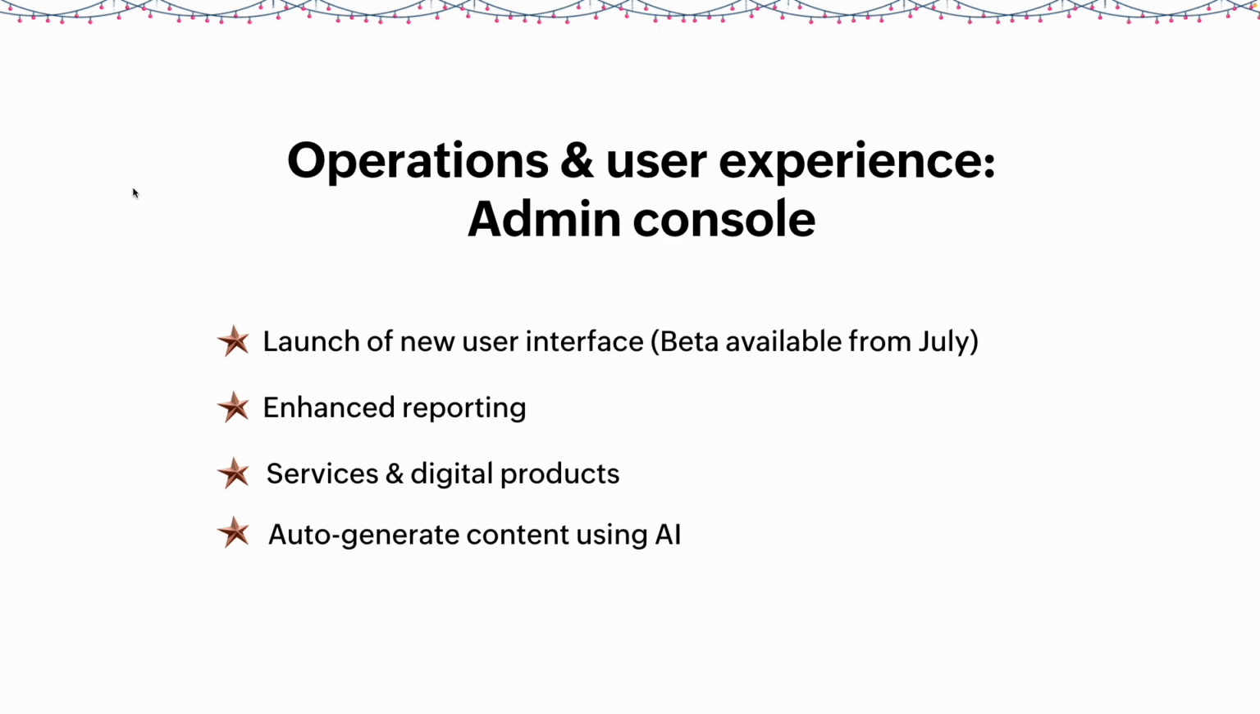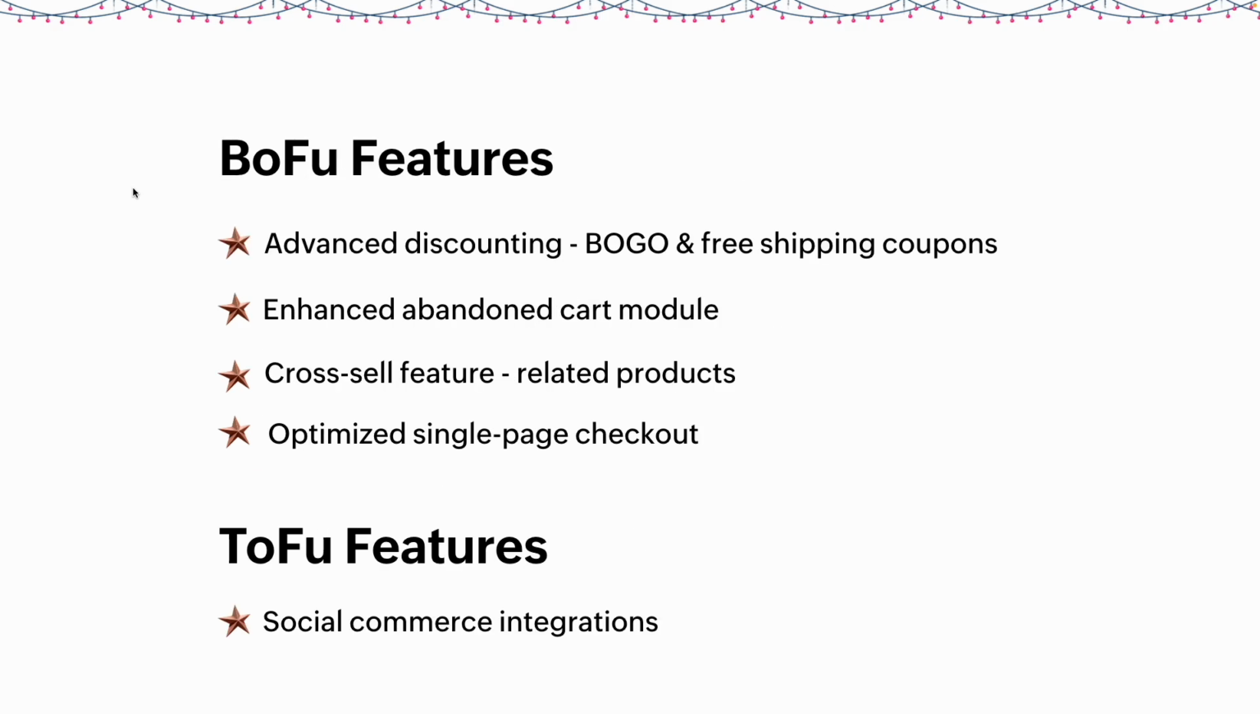So currently we had only options to sell physical products. We are launching services and digital goods as well. And we are going to auto-generate content using AI for your product descriptions and other content on the website. So that is going to come up in the next 3 to 6 months. And then the next few features, I want to split it into bottom of the funnel features and top of the funnel.